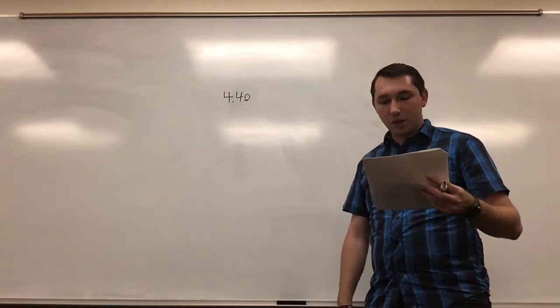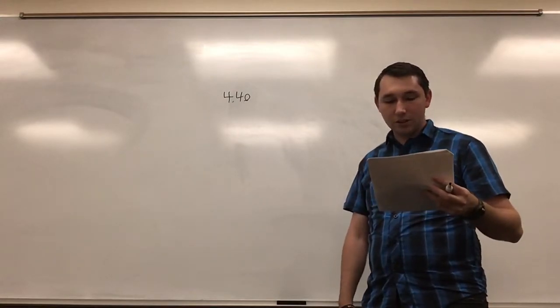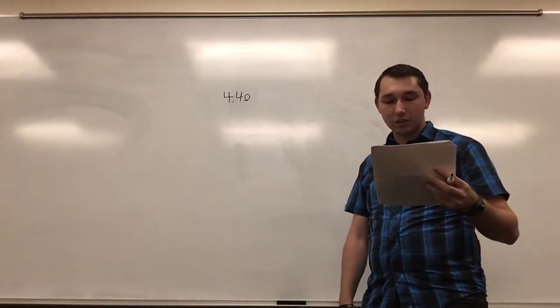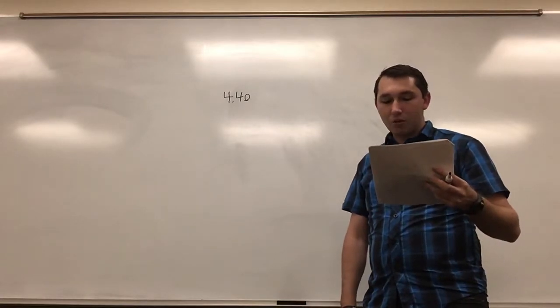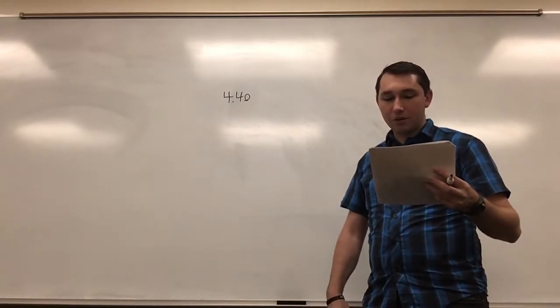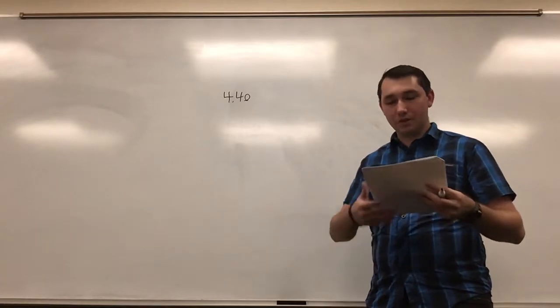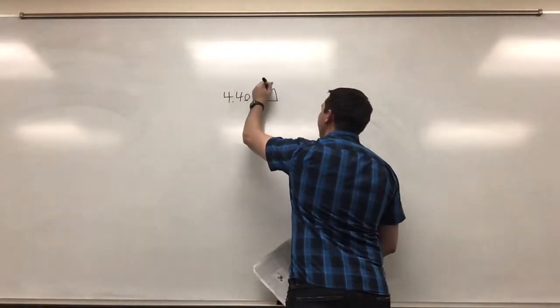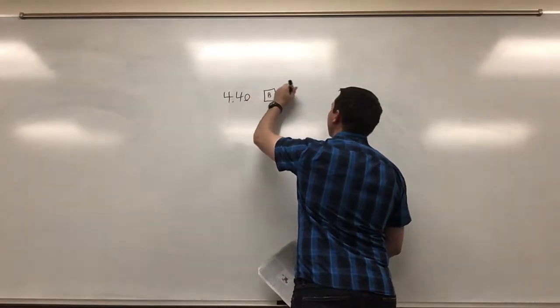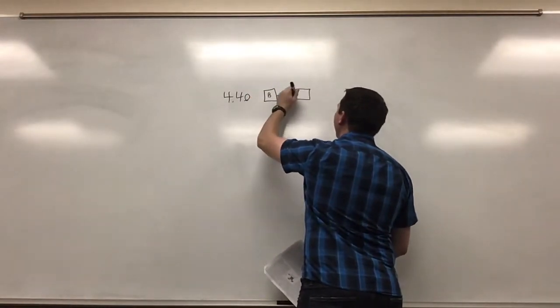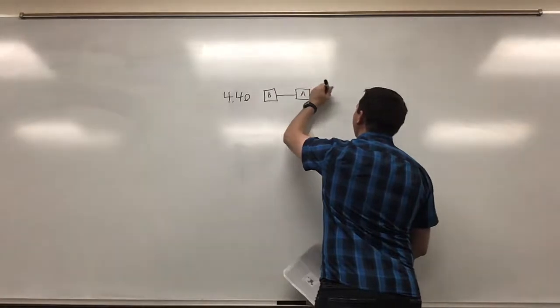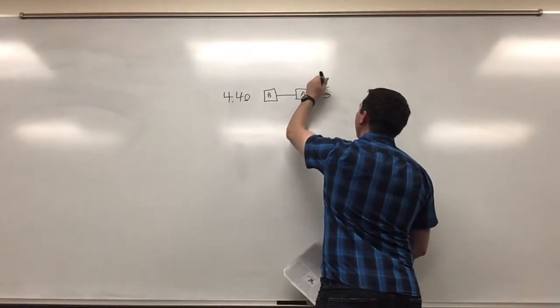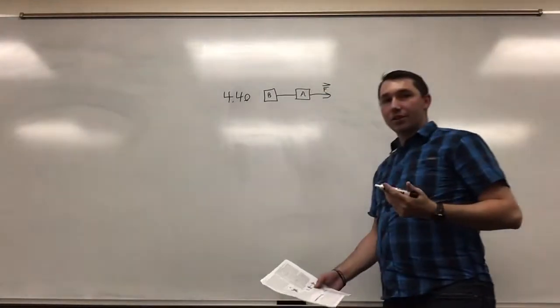Part A, while the blocks are moving, what is the tension in the rope that connects the two blocks? And B, what is the mass of block B? So we'll draw a picture first. So we got block B connected by a rope to block A that has a force moving it that direction.